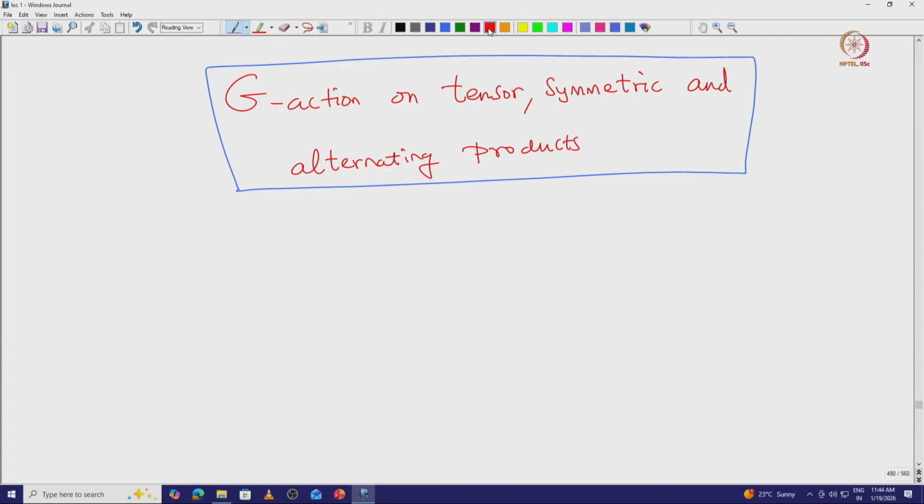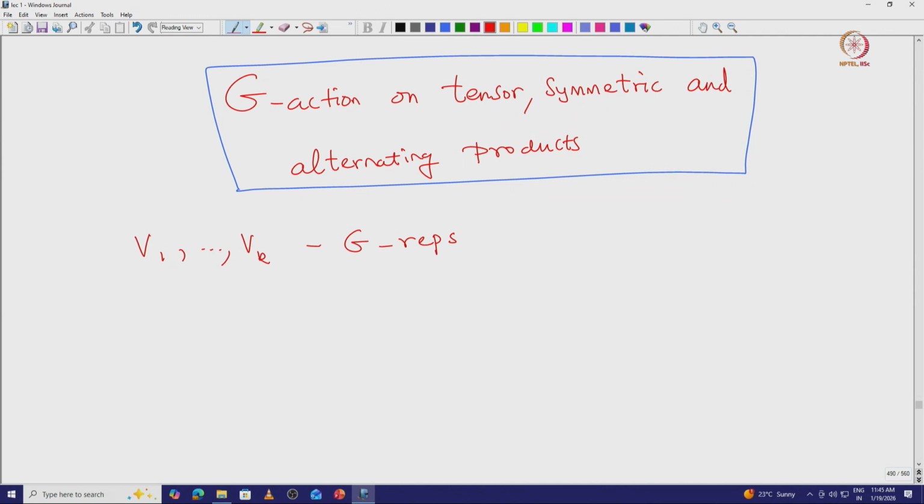Welcome back everyone. In this lecture we will define the G action on tensor products, symmetric products and alternating products. So, let us first define how to define this G action on the tensor products. So, we start with, let us say, K vector spaces. Let us assume that they are also G representations. So, let us say K G representations are given.